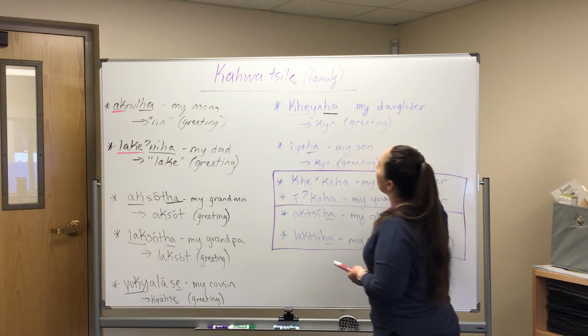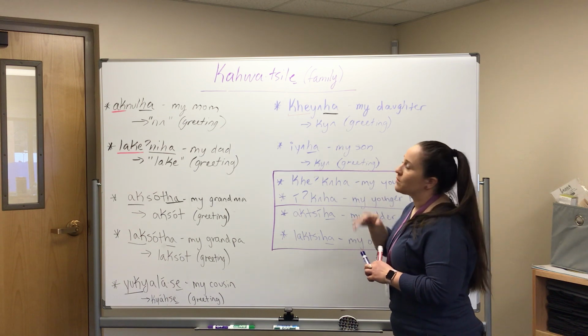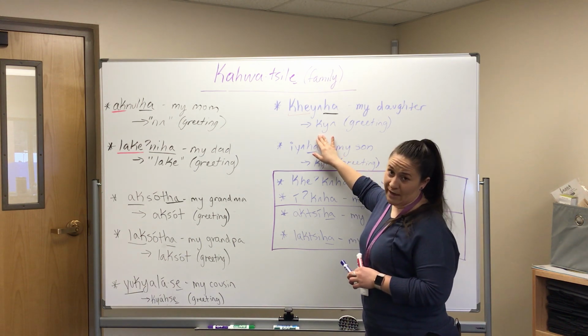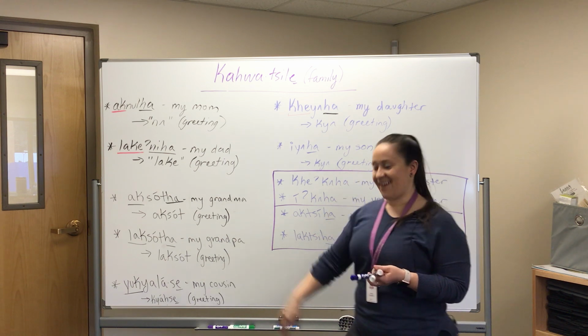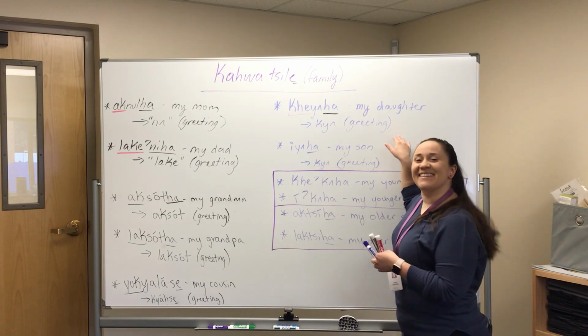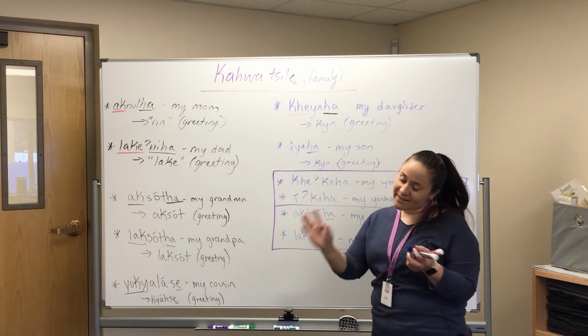Keyaha, my daughter. Pay attention to the similarities between these two words. The greeting form of Keya is Giya. So I always say that to my dog. I'll say, Sego Giya. Or whatever you consider to be your child, you could say that too. I say this to the kids too. I'll say, oh, Sego Giya.